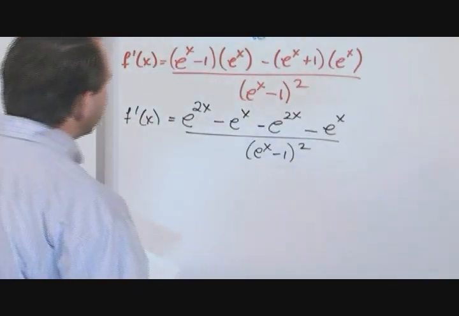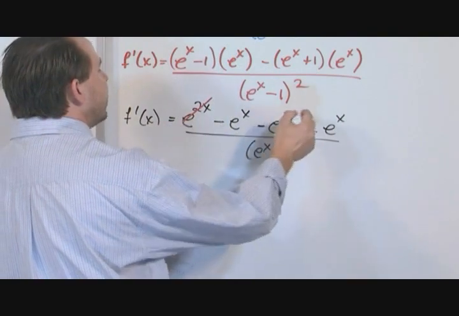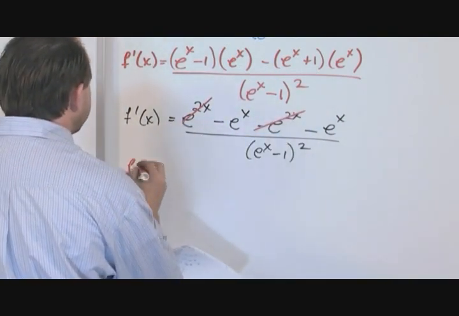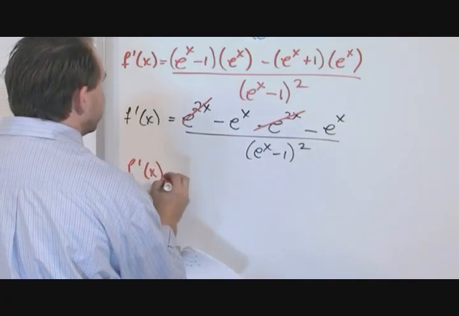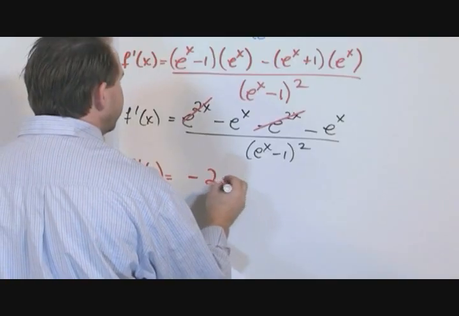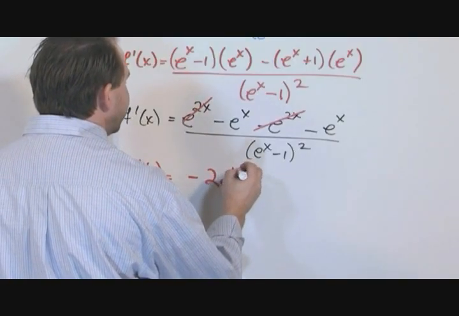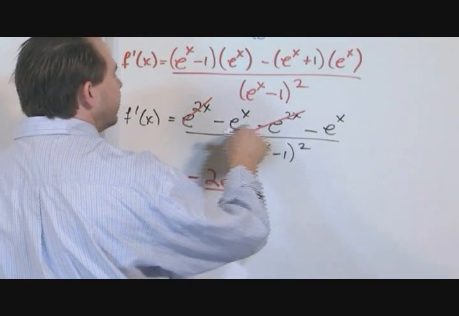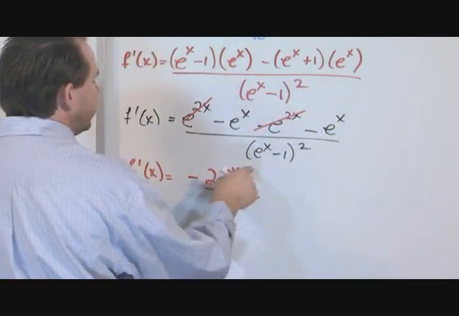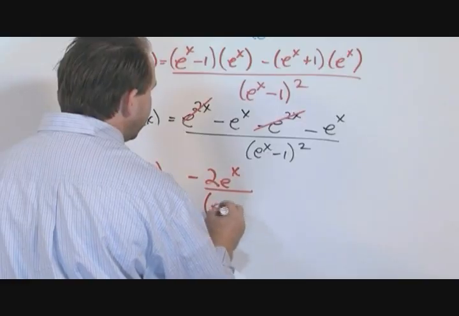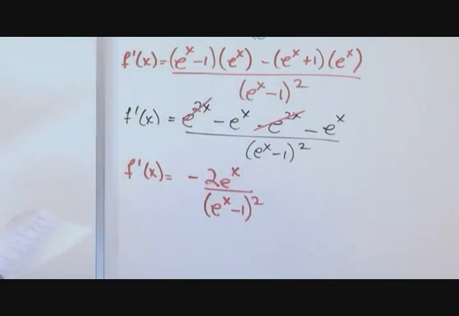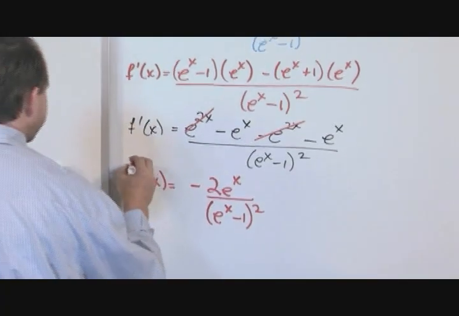When we have e to the 2x, it cancels out with this negative e to the 2x. On the top, what we basically have, f prime of x, is equal to, adding these together, negative 2e to the x. Because it's negative e to the x minus e to the x, so it has two of these, e to the x. On the bottom, e to the x minus 1 squared. So the answer is negative 2 e to the x over e to the x minus 1 squared. And that's the final answer.